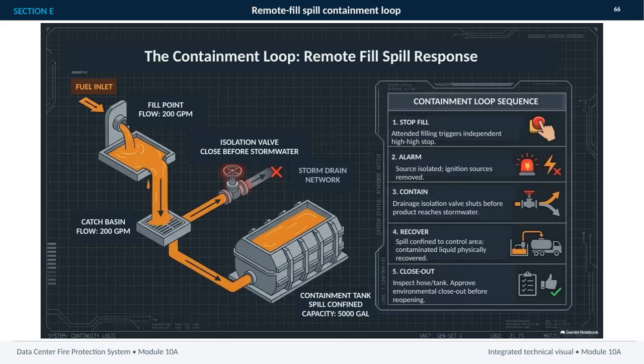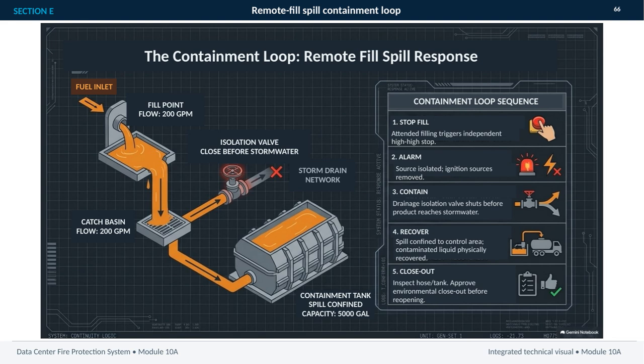This slide shows the remote fill spill containment loop, and the key idea is that each step moves the incident away from uncontrolled discharge and toward recovery. Product enters at the fuel inlet and fill point at a flow of 200 gallons per minute, then moves toward the catch basin. If a spill occurs, the isolation valve closes before product can reach the storm drain network. From there, the material is directed into a containment tank, where the spill remains confined.